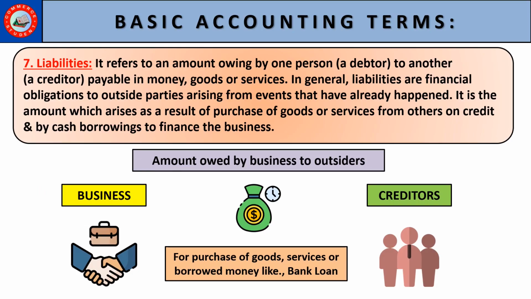Liabilities. Liabilities are the financial obligations, that is, amounts owed by a business to outsiders. This could be for goods, services, or borrowed money. It's a result of past transactions like buying on credit or borrowing cash, etc.